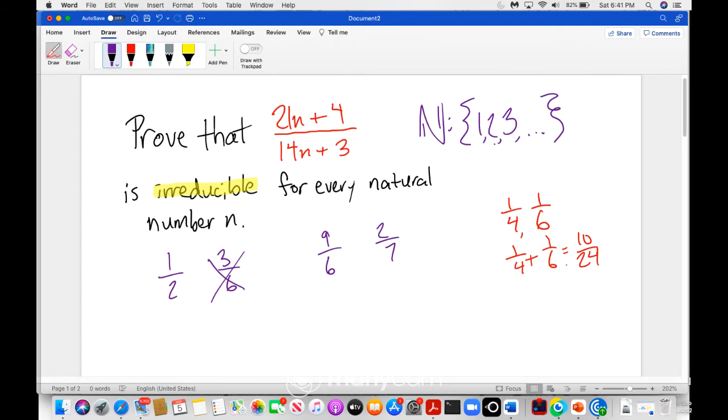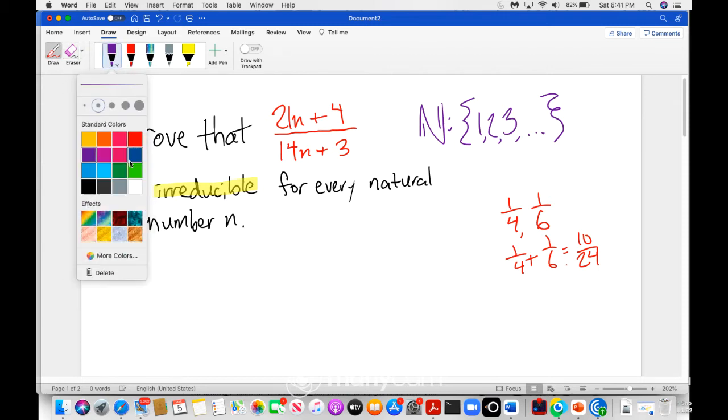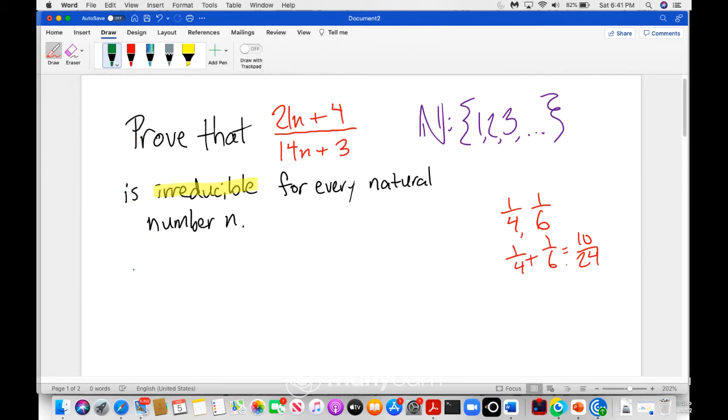But okay, let's go back to our problem. Clearly we don't have numbers here. 21n plus 4 is not a single number. It is a set of all possible numbers where n could be anything. So it's going to be a little tricky, but what I like to do in these situations is start small and ask myself, how would I answer the question if n were, say, 1?